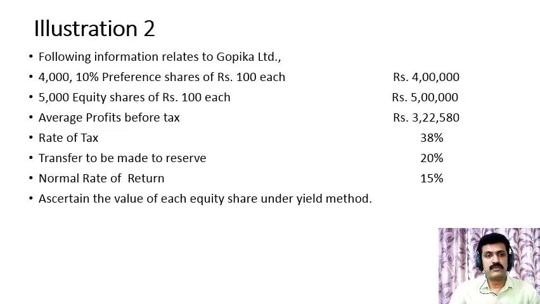Now we will move on to another illustration. Here the information relating to Gopika Limited is given to you that includes 4,000 10% preference shares of rupees 100 each, 4 lakhs, 5,000 equity shares of rupees 100 each, 5 lakhs, average profits before tax 3 lakhs 22,580, rate of tax 38%, transfer to be made to reserves 20%, normal rate of return 15%, and you are asked to ascertain the value of each equity share under yield method.